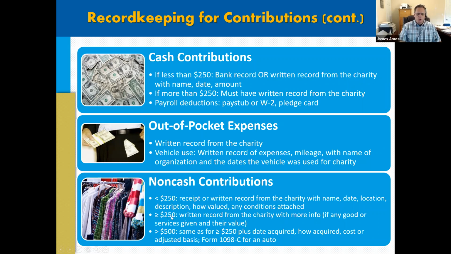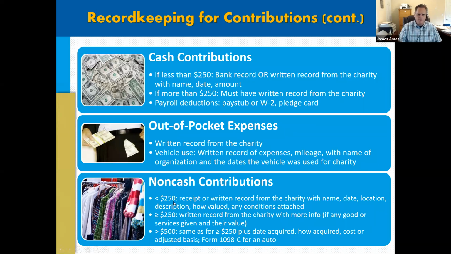Now, if it's more than $250, you have to have a written record from the charity with more information, including any goods or services given and their value. So really what we're saying is if it's under $250, a simple receipt is good enough. If it's more than $250, you have to have a little bit more information.